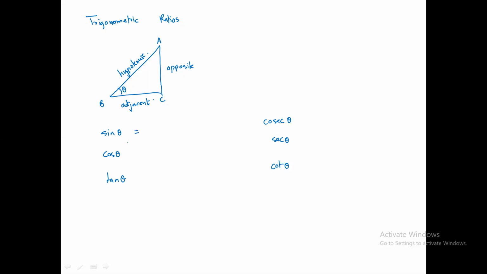To write this ratio, you will write sin theta as opposite side by hypotenuse. Opposite by hypotenuse. Cosecant theta will be reciprocal of that. That is hypotenuse by opposite. Just reciprocal.